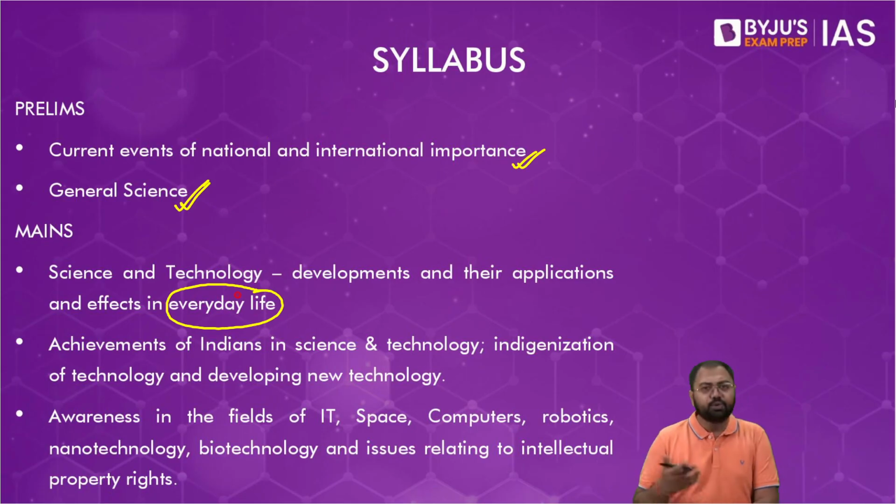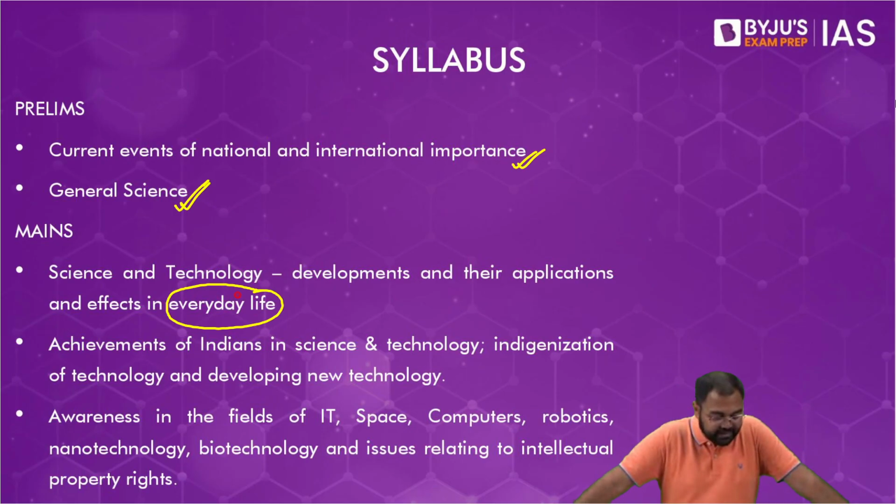But you all know, right, that there is no part of your life which is untouched by science in one way or the other. There are things which are very basic to your life, which are related to science, where science is affecting your life. And then there are the advanced parts of science, which is affecting the technology at a global level. The second point says achievements of Indians in science and technology, indigenization of technology, and developing new technology.